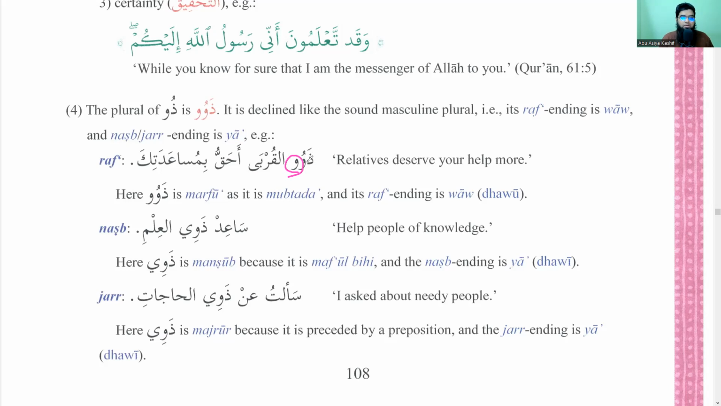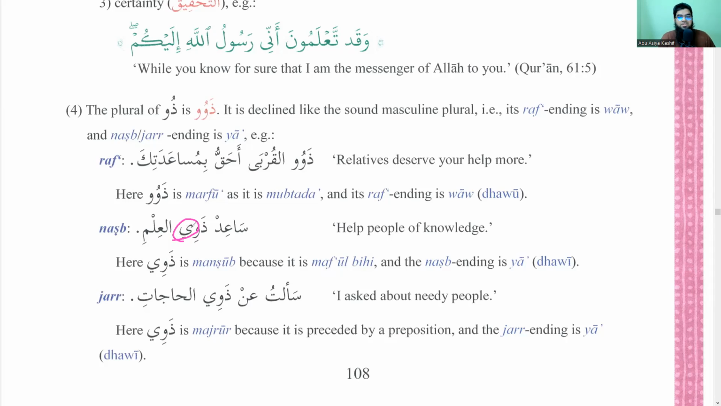So dhavu, when you make it mansub and majrur, you make it dhavi. Like Abu, Abi, right? Because this is from the Asma'ul Khamsa: Abun, Akhun, Zu, Famun, Hamun. Correct? So they become marfu with a waw, mansub with ya, and majrur with ya. So Sa'id Dhavil Ilm, help people of knowledge. So this ya is what? This is alamatu nasbihi. Here Dhabi is mansub.